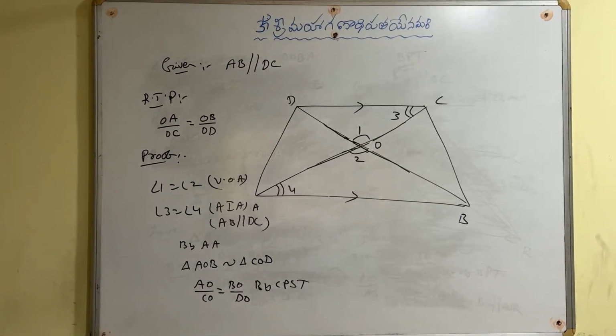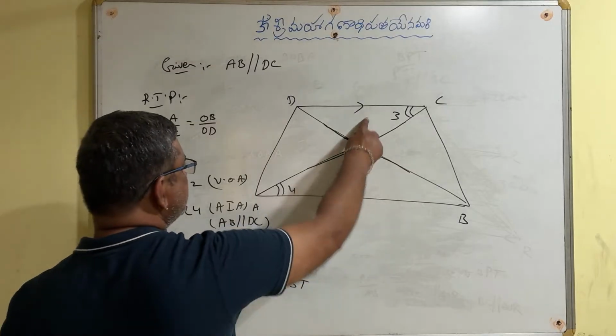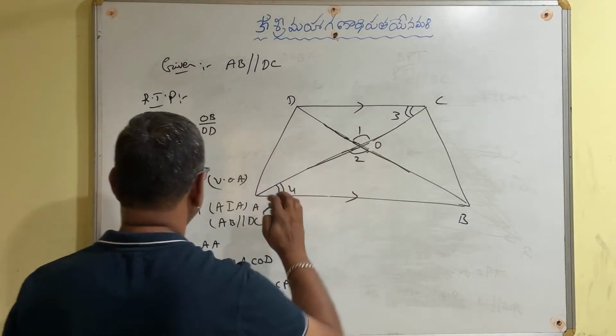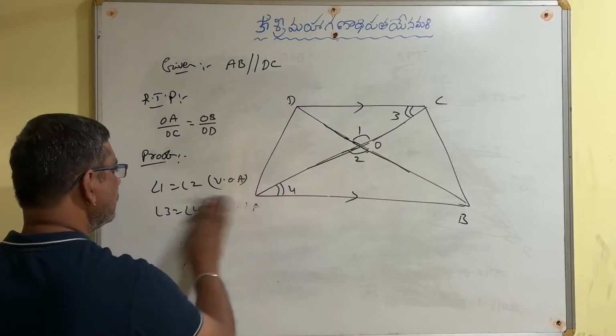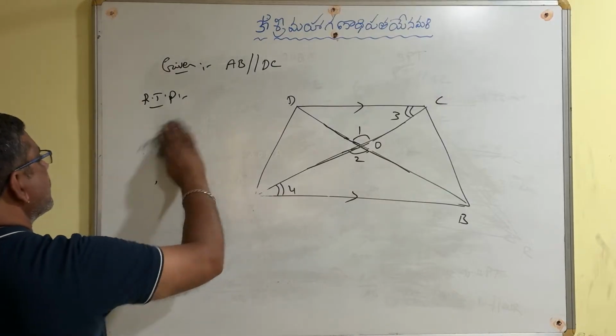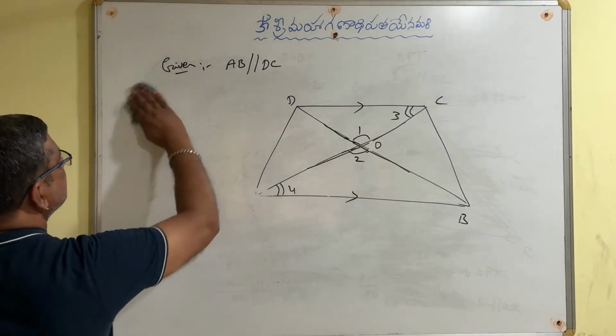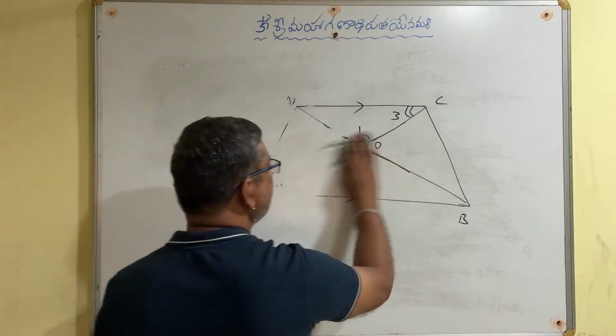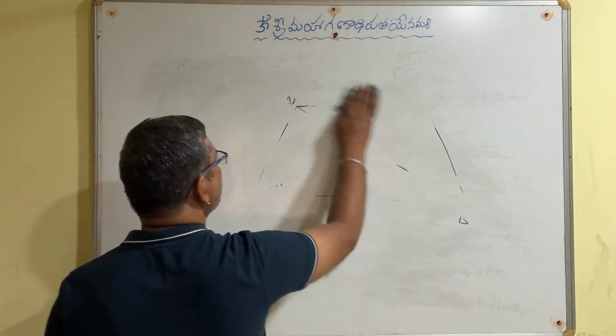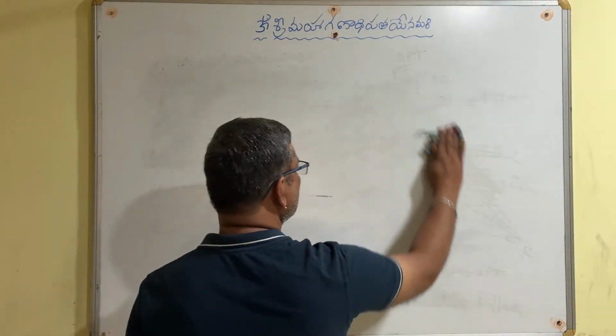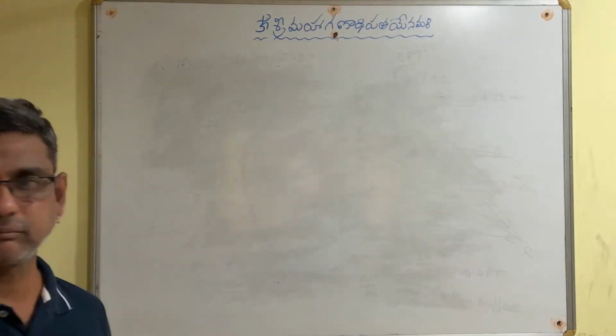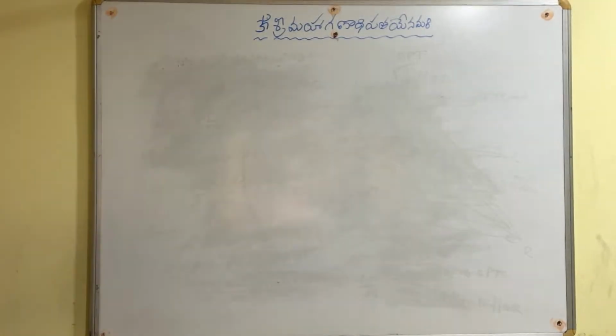Okay? We need to take only this pair, not this pair. AA similarity, not SAS. Question number 4.